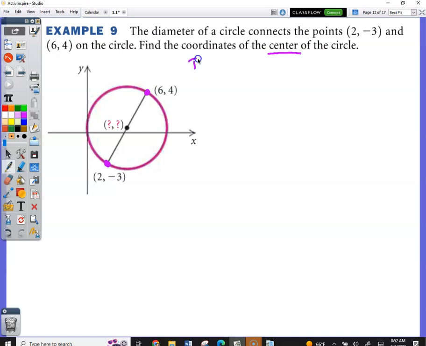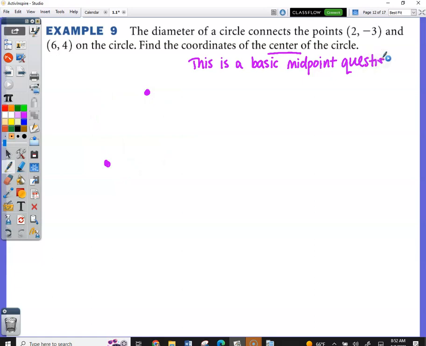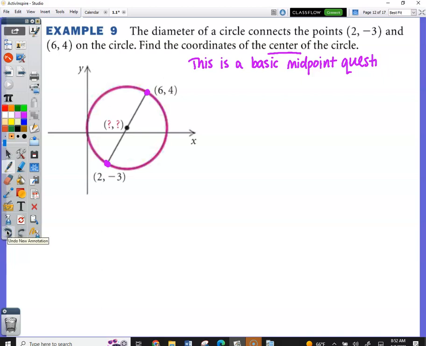This is a basic midpoint question, but it has been disguised under a circle. This is a basic basic midpoint question. It's just been disguised using circle properties.